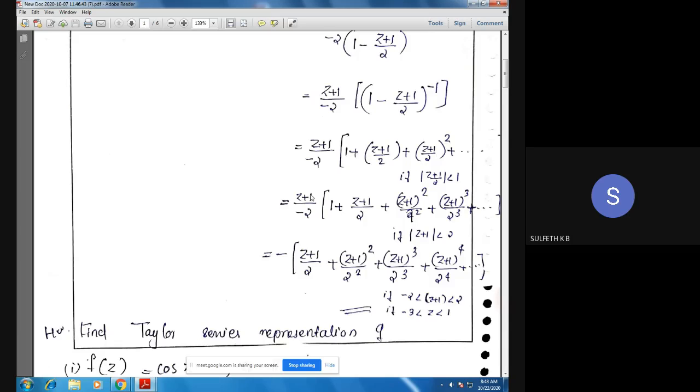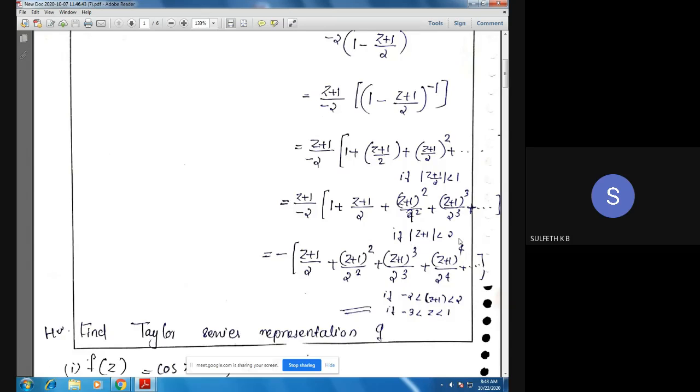(z+1) into (z+1) all square equal to (z+1) the whole cube, 2 into 2 square equal to 2 cube, plus (z+1) into (z+1) whole cube, (z+1) the whole raised to 4 divided by 2 into 2 cube equal to 2 raised to 4, plus etc. And the condition is modulus of z plus 1 less than 2.